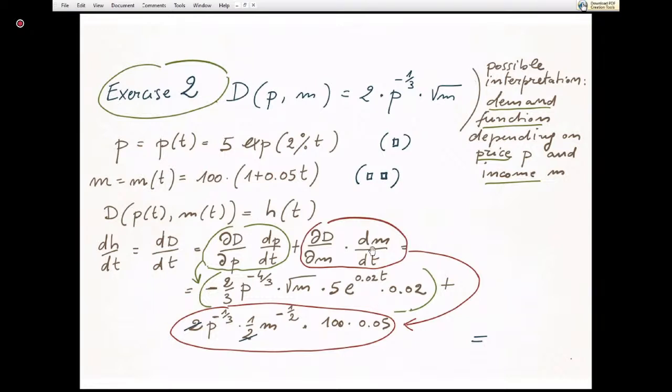What about the red part? The partial derivative of d with respect to income, so it's 2p to the power minus 1/3 times 1/2 m to the power minus 1/2, times the derivative of income with respect to time, which is constant: 100 times 0.05, which is 5. And this is the first step.